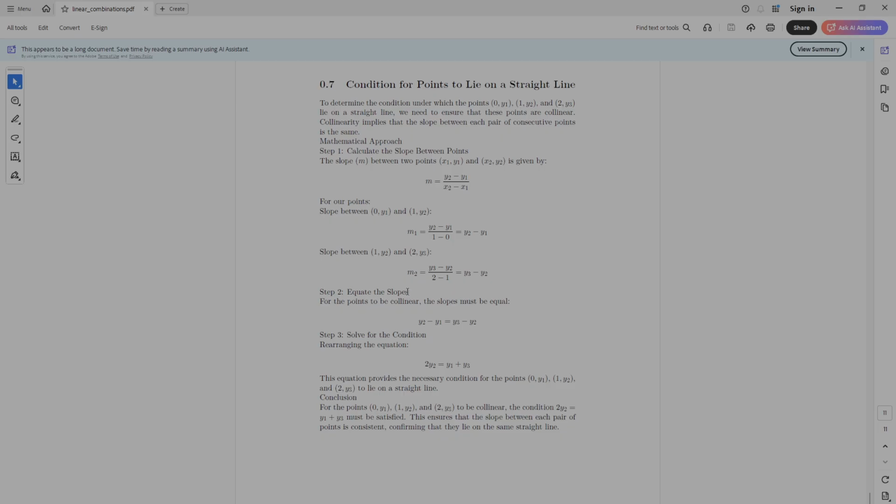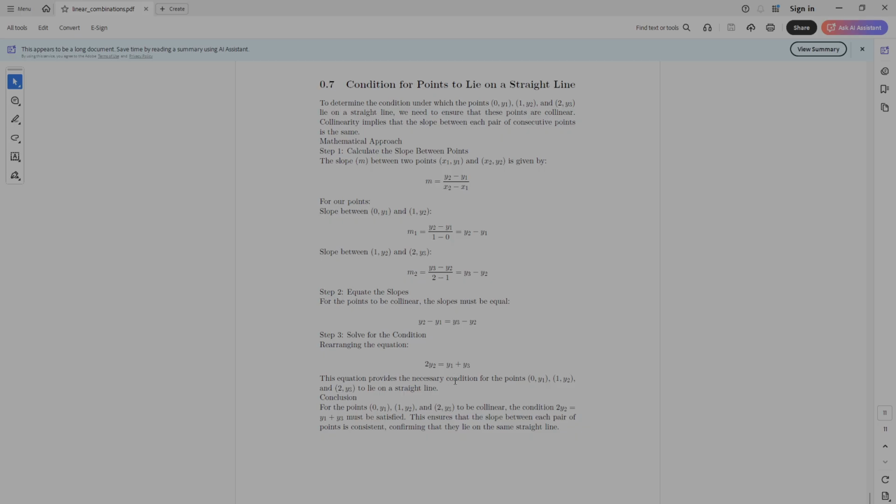Now we're going to equate the slopes m1 and m2, because we need to determine whether those slopes are equal. The only way the points are collinear is if both slopes are equal, so we set them equal to each other. Now we can solve for y2. We rearrange the equation and we get 2y2 equals y1 plus y3.